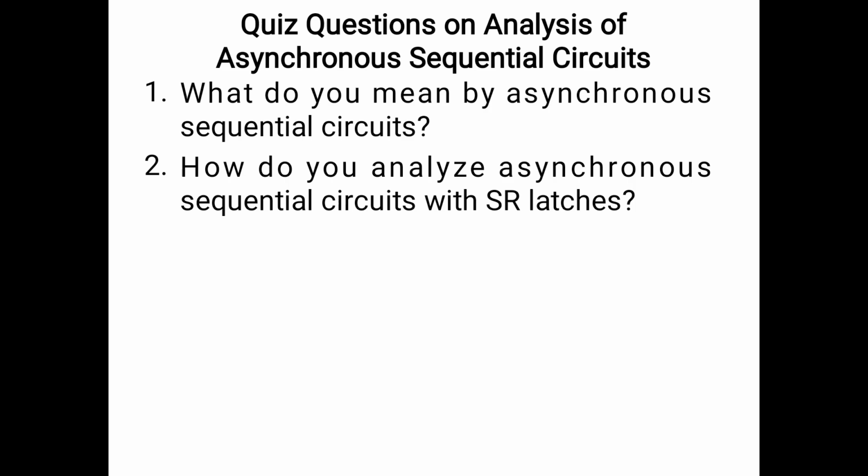Quiz questions on analysis of asynchronous sequential circuits. What do you mean by asynchronous sequential circuits? How do you analyze asynchronous sequential circuits with SR latches?